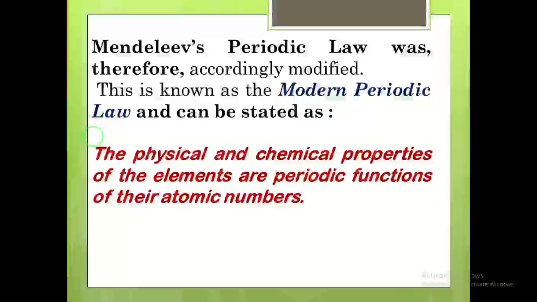Now, with the knowledge of Moseley, Mendeleev's periodic table was modified to what we currently call the modern periodic table. The modern periodic law states that the physical and chemical properties of elements are a periodic function of their atomic numbers. You can see that the only thing changed was mass to number. Instead of mass from Mendeleev, atomic number was used because it describes elements better.